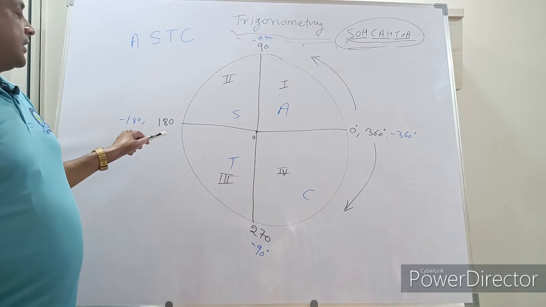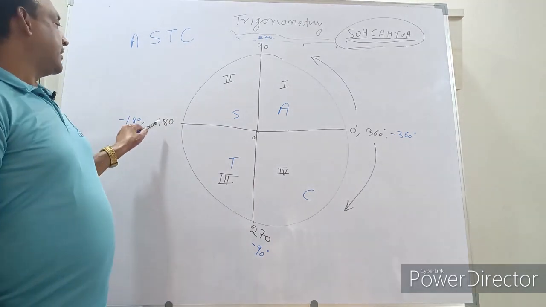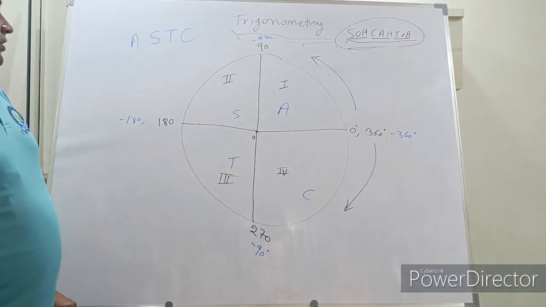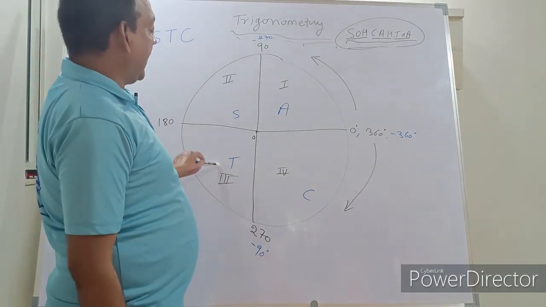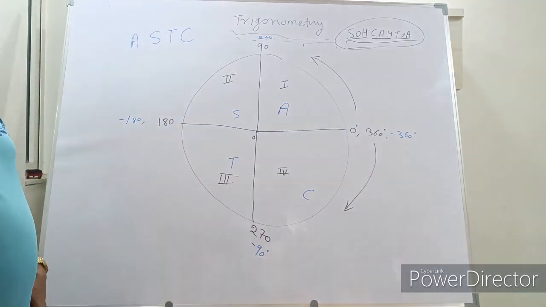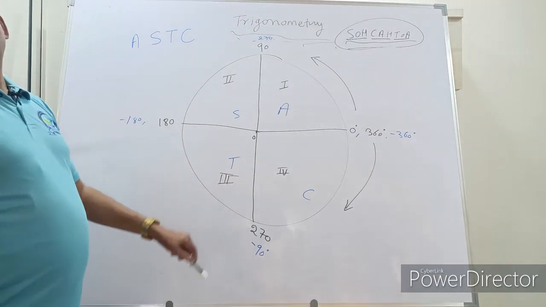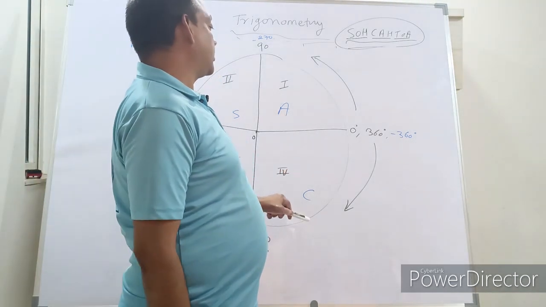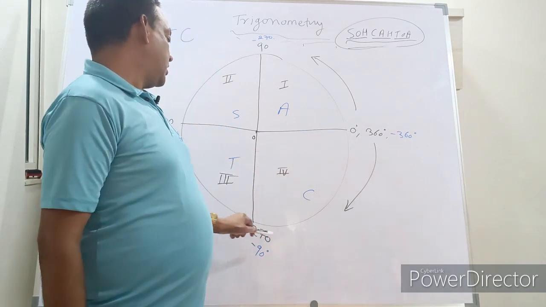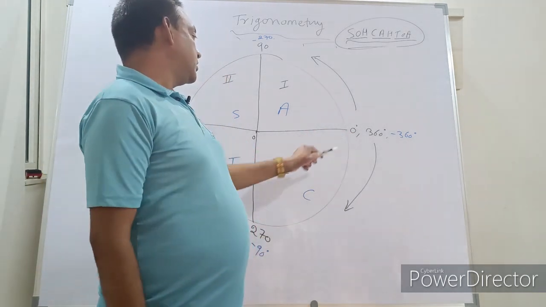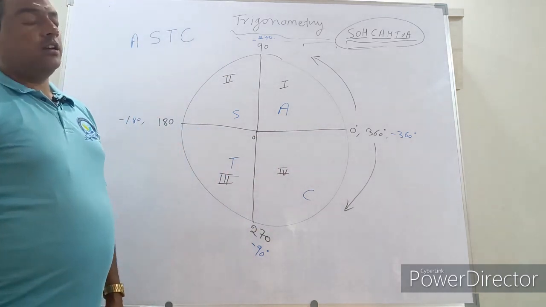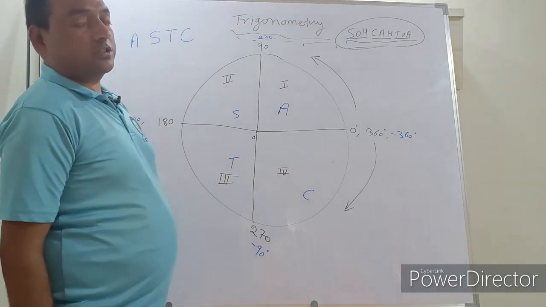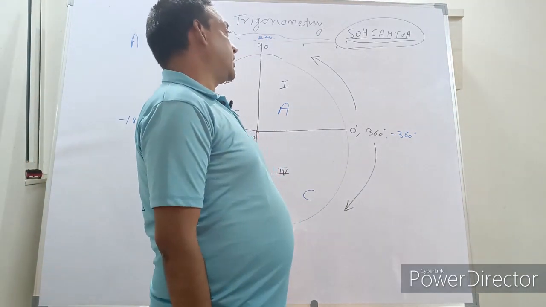In the same way, if it lies in the third quadrant, if the angle is between 180 to 270 or minus 90 to minus 180, then only tan and the reciprocal of tan, that is cot, are positive; everything else is negative. In the same way, if it lies in the fourth quadrant, if the angle is between 270 to 360 degree or 0 to minus 90 degree, then cos and its reciprocal, that is sec, are positive, and everything else is negative.